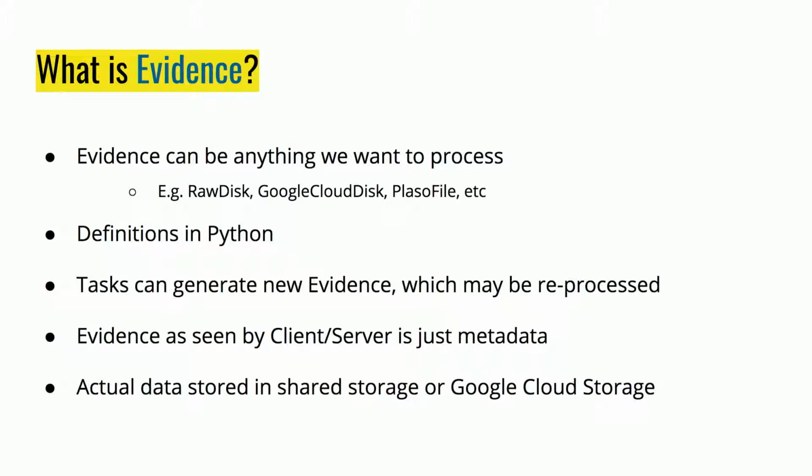So evidence that we process can kind of be anything that we want to process. I think we have something like 10 types of evidence today. Disks and Plaso files and strings files, things like that. The definitions are in Python, and when we make requests to the server, it's really just this metadata about the evidence, and then the actual bytes for that are held in some type of shared storage.